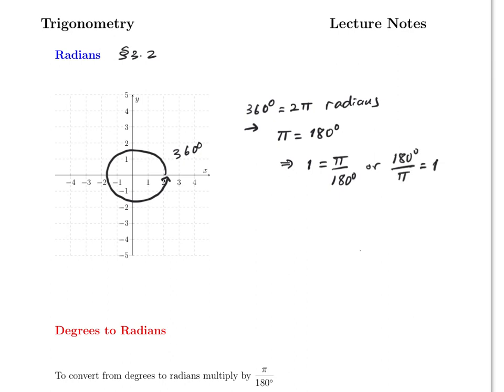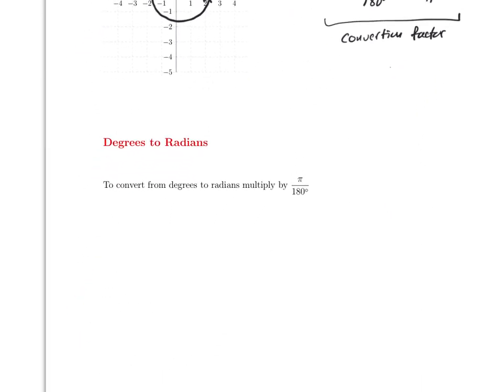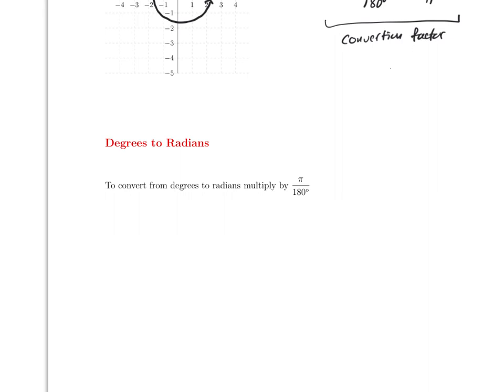So this is going to be the conversion factor. And in reality, every time you want to convert from one thing to another, technically you only multiply by 1. So in this case, the one we're going to use is either this one or this one. So therefore, if you want to change from degrees to radians, you're going to multiply times pi over 180.